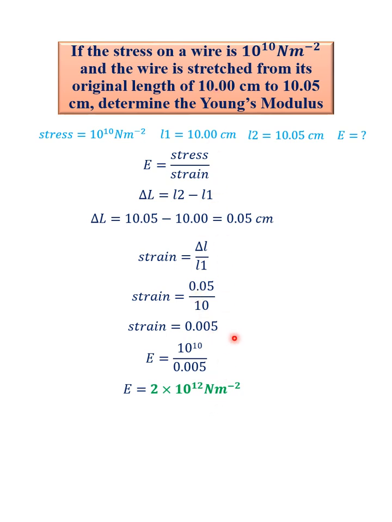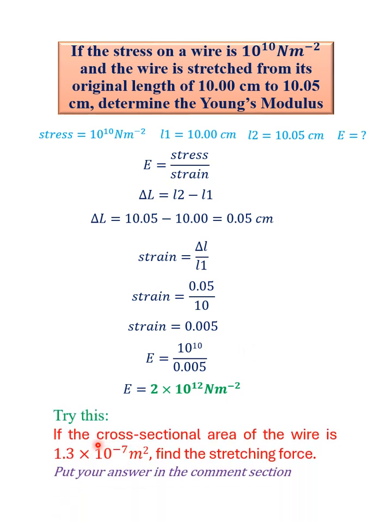Very simple, straightforward, and I believe you enjoyed it. I have another simple one for you. If the cross-sectional area of the wire is 1.3 times 10 raised to power minus 7 meters squared, find the stretching force. What is the force that is used to stretch this wire? Please put your answer in the comment section. As a hint, stress is given as the force divided by the area, so you can use the value of stress to calculate the force.